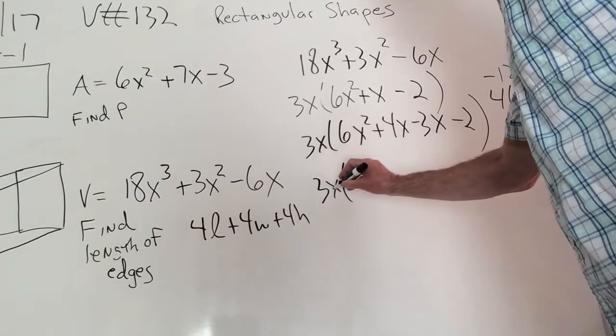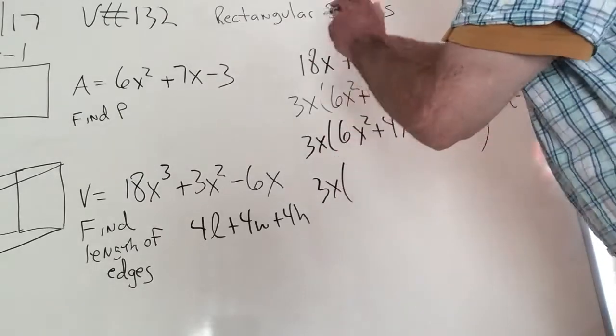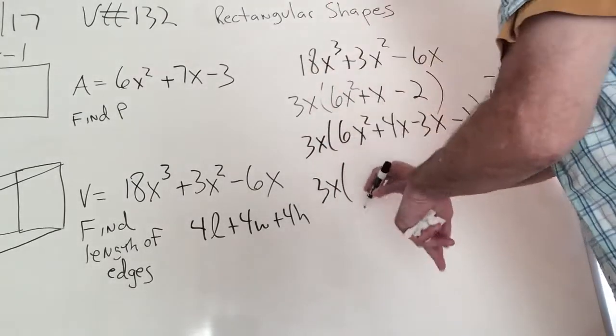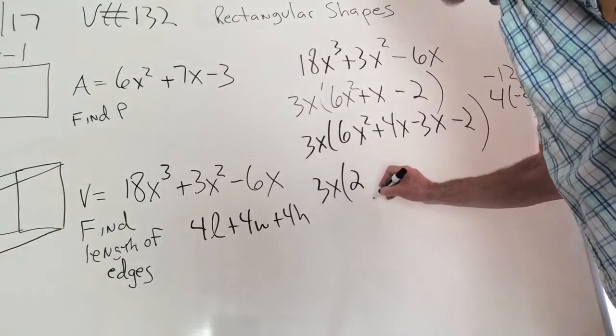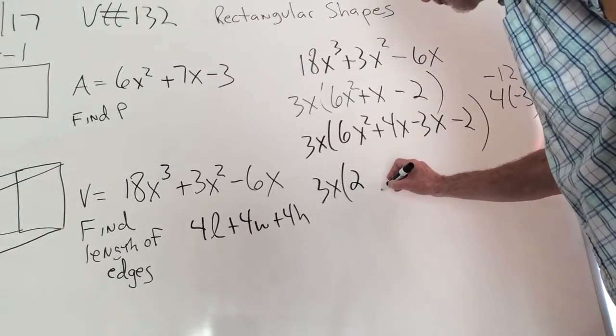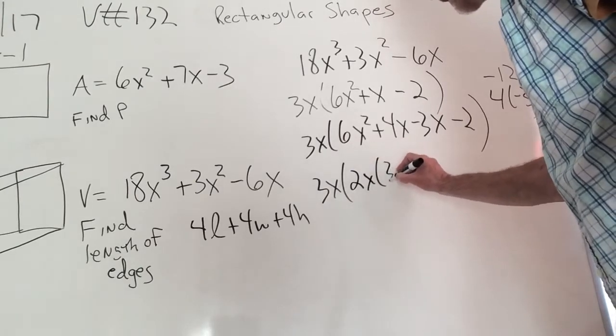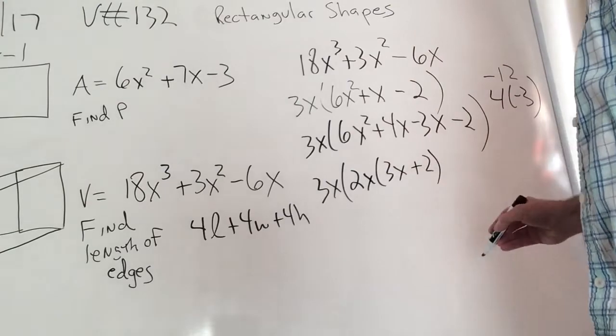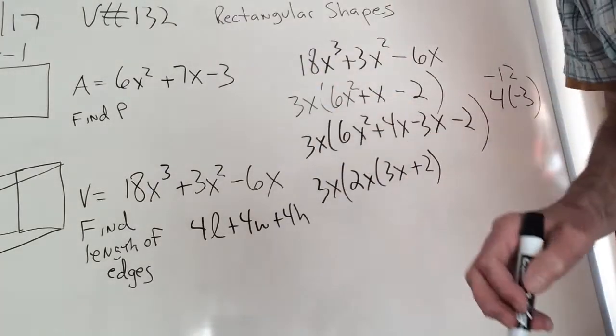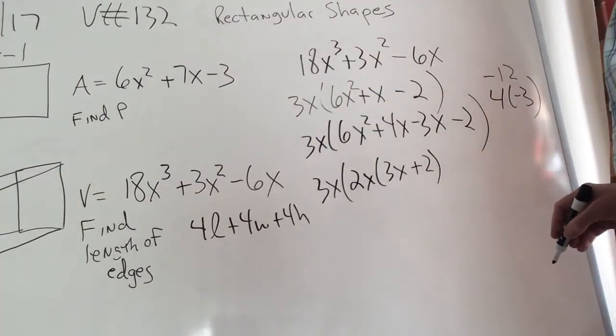And what is this going to be? So maybe some kids would be confused, all this math here, but really I'm just factoring what's inside here. So what number works? 2x works. And what's left? 3x plus 2. Does everybody see that? Work it backwards, write it out, cancel. There are lots of ways to double check.